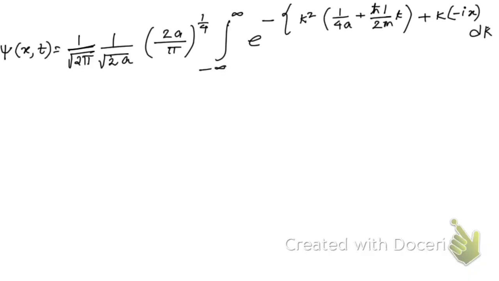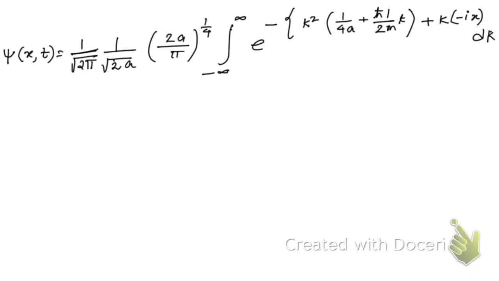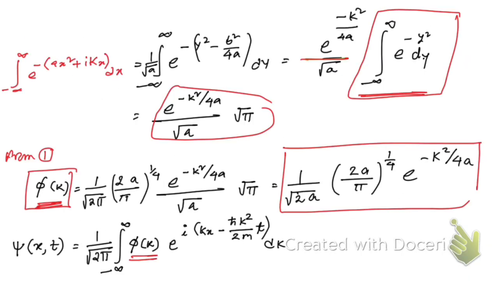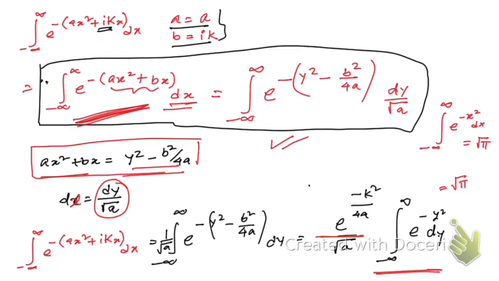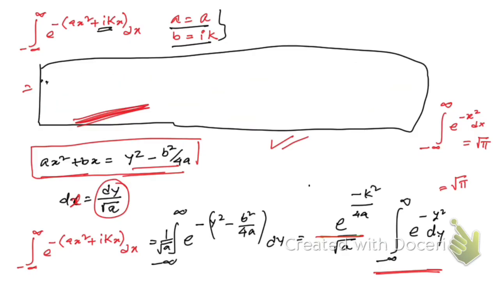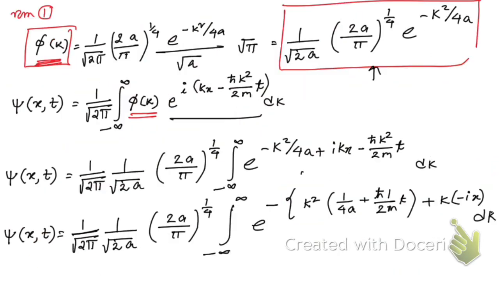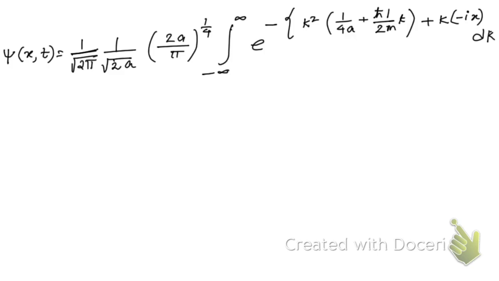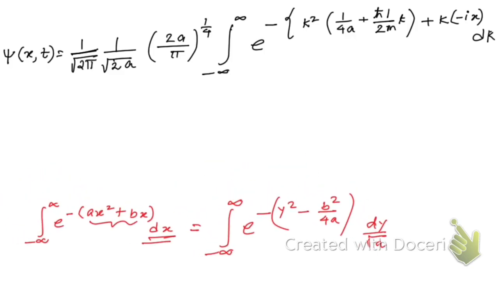So here is the new slide, and this is the last step. What I'm trying to obtain is this step. Let me copy this step. Just give me a second. So let me copy this. Okay, so I am trying to obtain this form.